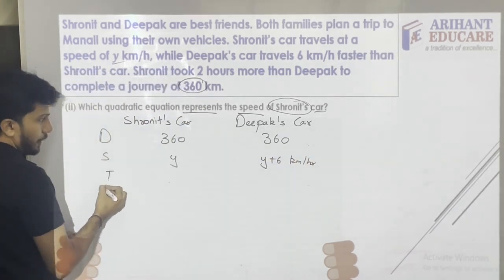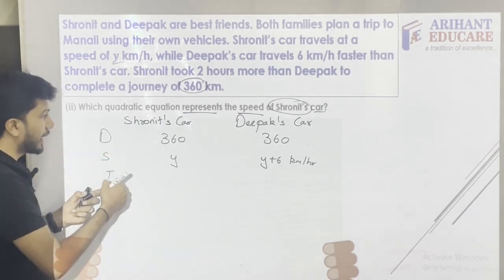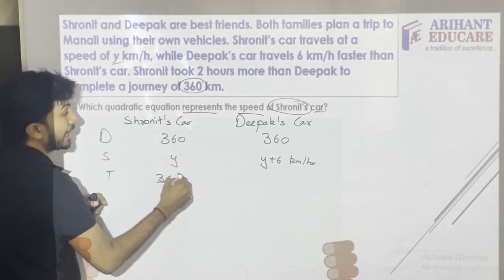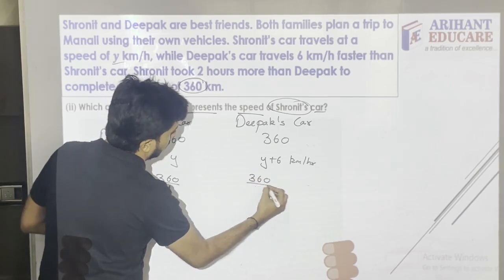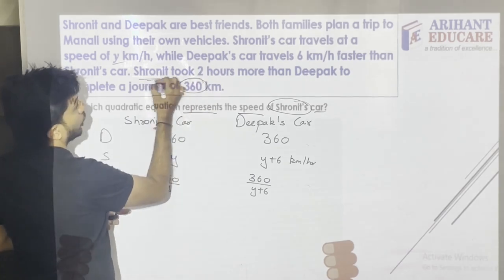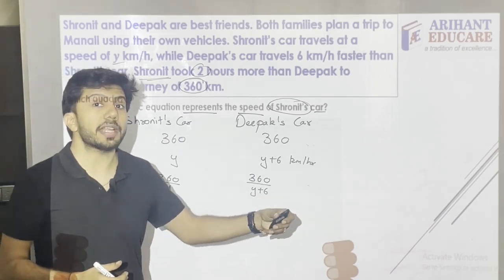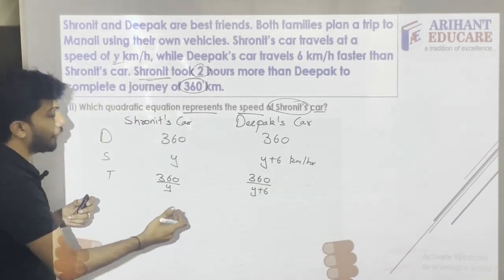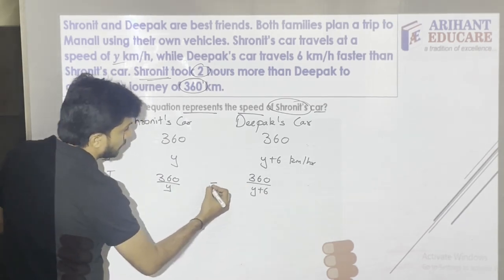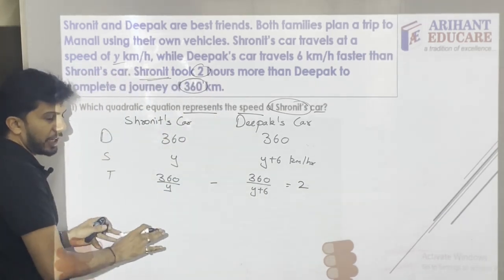Okay. Time. If I have distance and I have speed, can I calculate time? How do we calculate time? Time is distance upon speed. So time taken by me is 360 by y. Time taken by him is 360 by y plus 6. But between the two of us, I took 2 hours more than Deepak. So whatever hours I took, Deepak took 2 hours lesser than me. So how do we frame this? I know I took a longer time than Deepak. So my time minus Deepak's time is going to be 2. Now let's create a simplified equation from this.